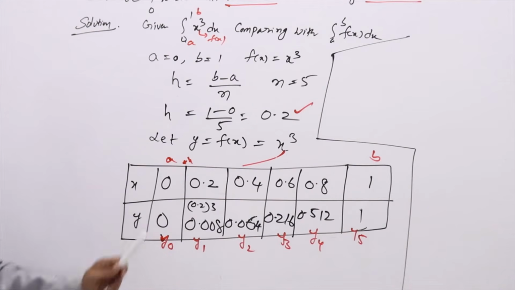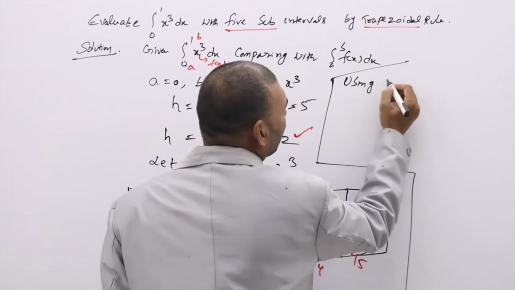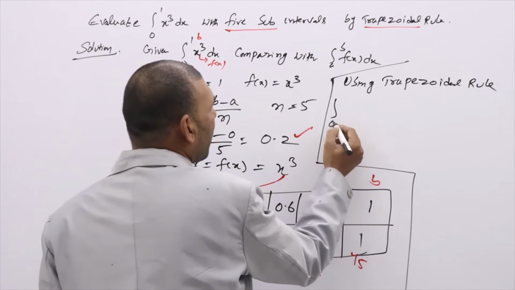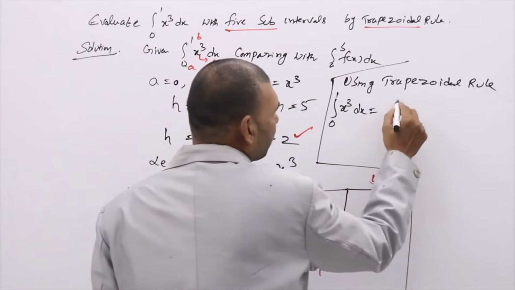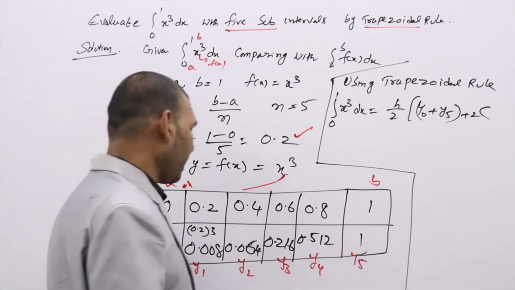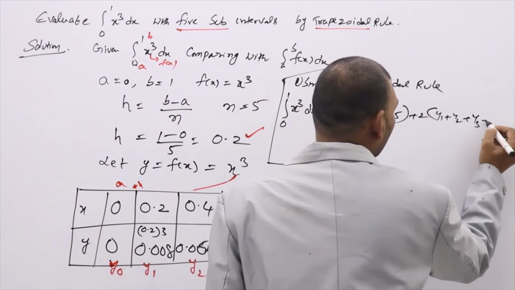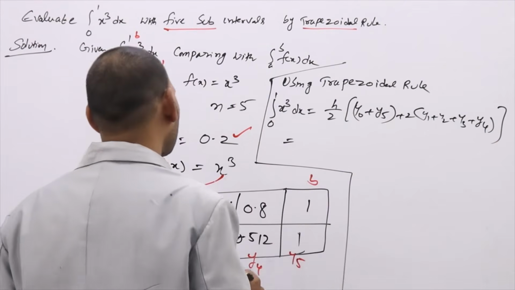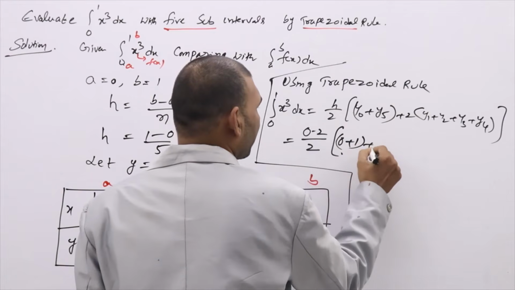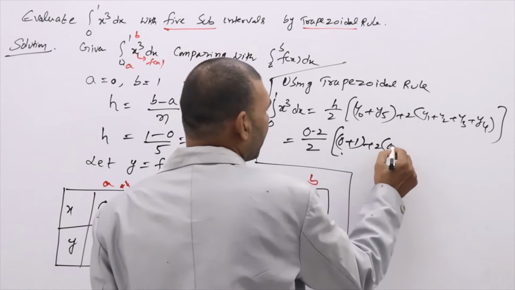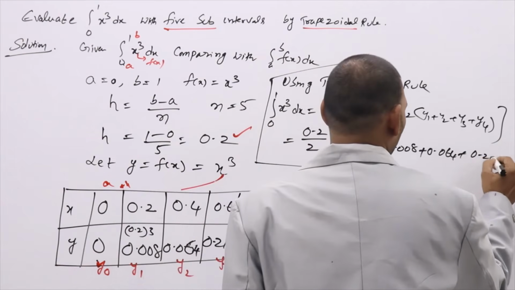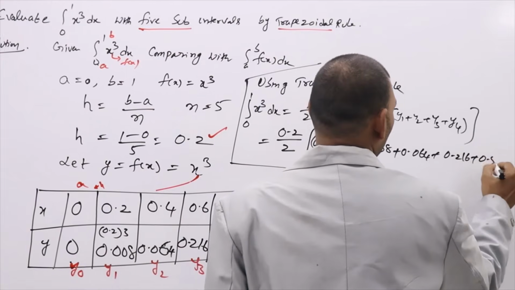Now I am going to apply the trapezoidal rule to evaluate that integral. Using the trapezoidal rule, integral 0 to 1 x cube dx equals h by 2 into first plus last, y0 plus y5, plus 2 into the remaining y1, y2, y3, y4. h is 0.2, so 0.2 by 2, y0 is 0, y5 is 1, plus 2 into y1 0.008, y2 0.064, y3 0.216, y4 0.512 plus 1.